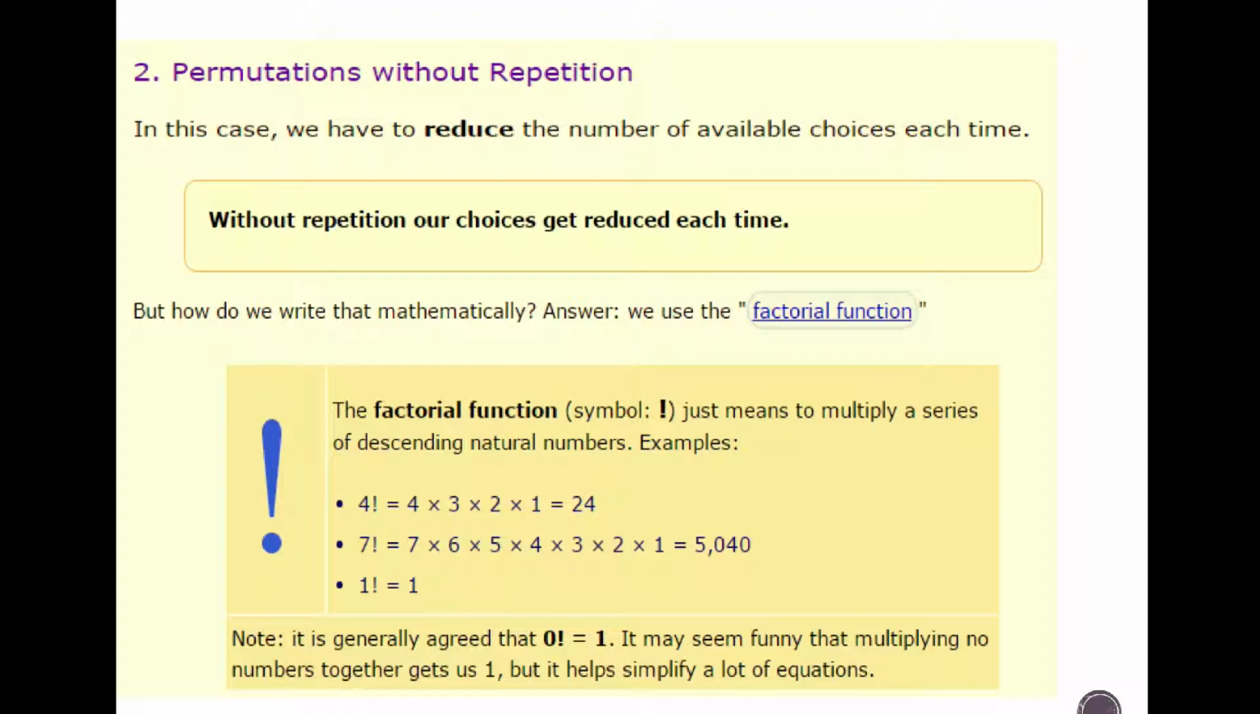Times and multiply mean the same. So 4 multiplied by 3, by 2, by 1 equals 24. And also 7 factorial: 7 multiplied by 6, 5, 4, 3, 2, 1 equals 5040. And 1 factorial equals 1. Note, it is generally agreed that 0 factorial is 1. It may seem funny that multiplying no numbers together gets us 1, but it helps simplify a lot of equations. So please take note that 0 factorial equals 1.